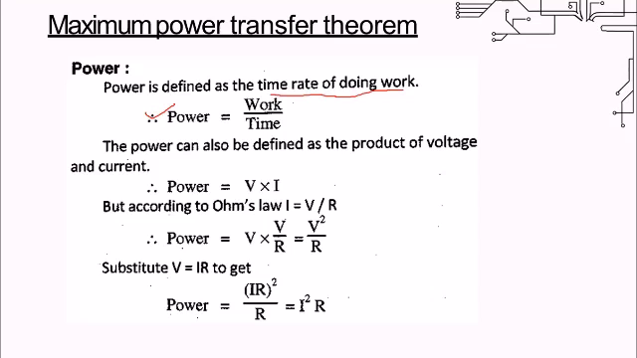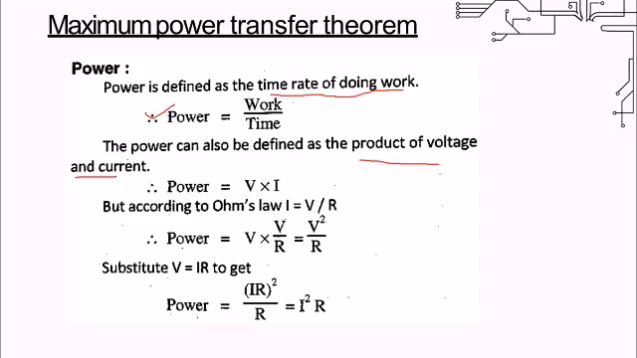But we are interested to define power in electrical quantities like voltage, current and resistance. So to define power in terms of electrical quantities, we can write down the definition of power as the product of voltage and current.